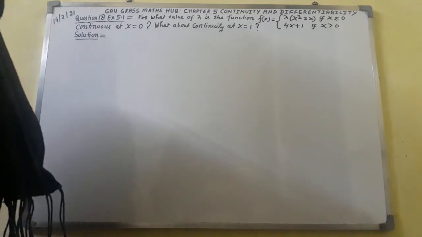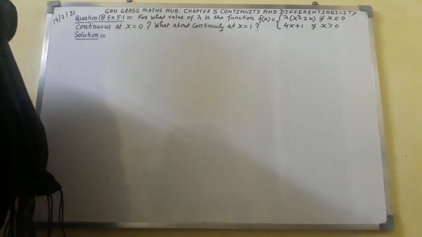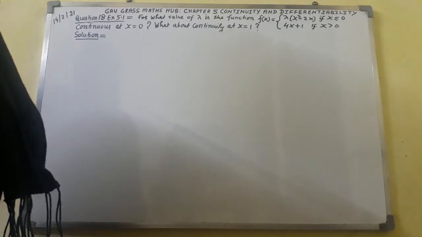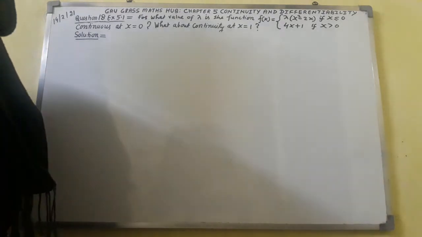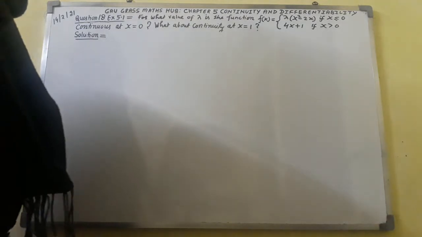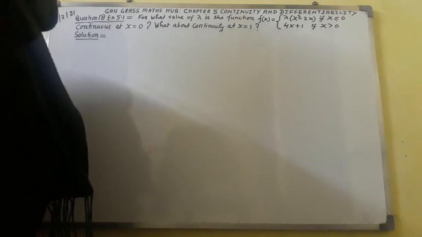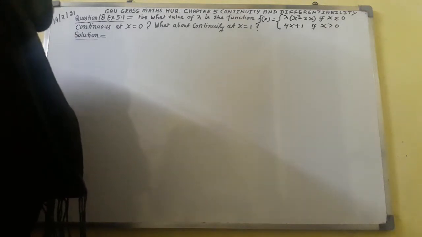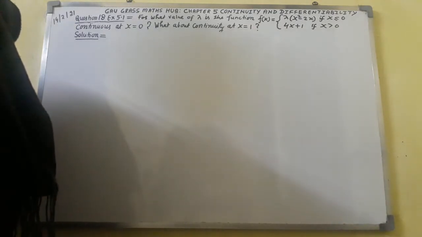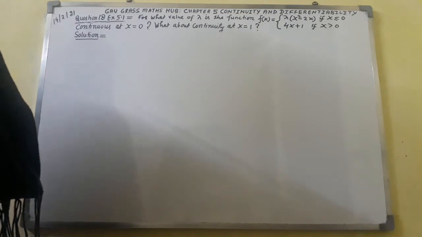I am going to discuss question number 18 that has been taken from exercise 5.1, chapter 5, continuity and differentiability. The question is, for what value of lambda is the function f of x equal to lambda times (x square minus 2x) if x is less than or equal to 0, and f of x equal to 4x plus 1 if x is greater than 0, continuous at x equal to 0? What about continuity at x equal to 1? This is the question I am going to discuss here.